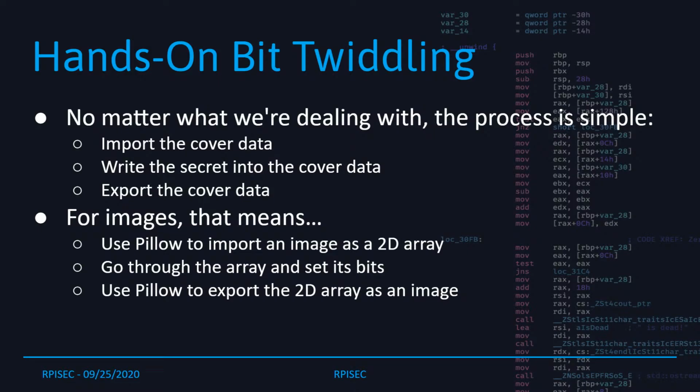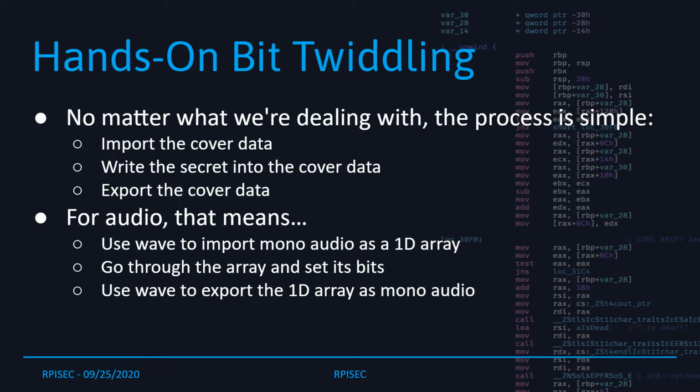For images, we're going to do this in Python. We're going to use the Pillow library to import the image as a giant array of numbers, go through that array and tweak it, and then export the image back out. And if we're doing audio, it's the same deal. We import a WAV file as a gigantic list of numbers, we tweak it, and we export it.